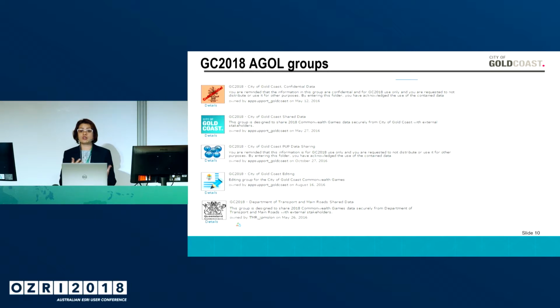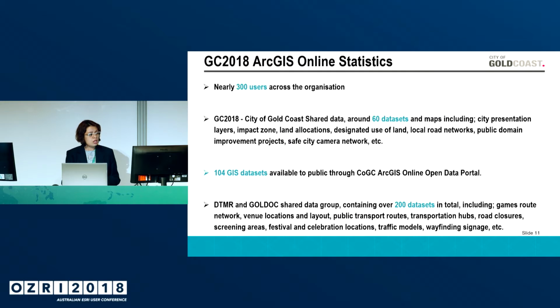For example, in City of Gold Coast, we had 3 full-time GIS resources working on this project for more than 2 years, to make sure that all the Games partner users also have access to our data sets. So we had nearly 300 users across the organization. We had 60 data sets specifically developed for GC2018.